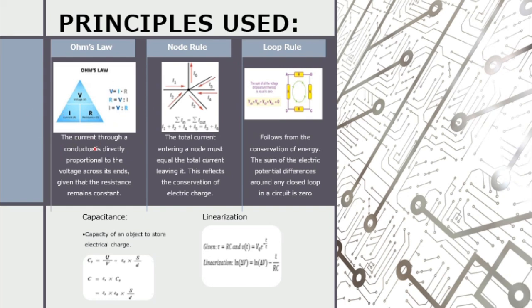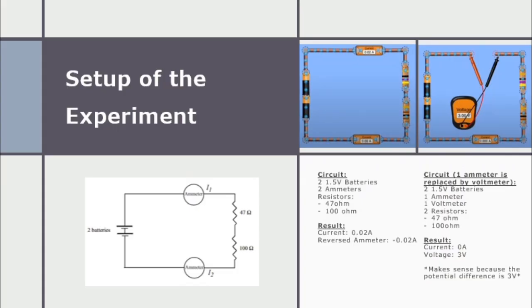I used Ohm's law, which states that the current through a conductor is directly proportional to the voltage across its ends, given that the resistance remains constant. I used the node rule, which states that the total current entering a node has to equal the total current leaving it, and the loop rule, which follows the conservation of energy and states that the sum of electric potential differences around any closed loop has to equal 0. I also used capacitance, which is the capacity of an object to store electrical charge, and linearization, which I will elaborate on later.